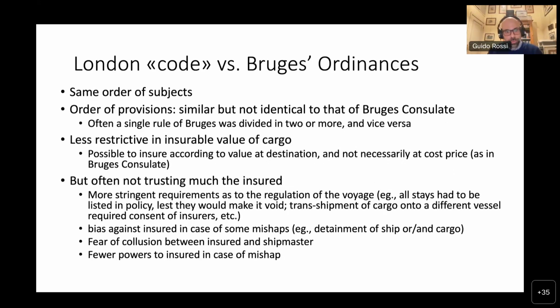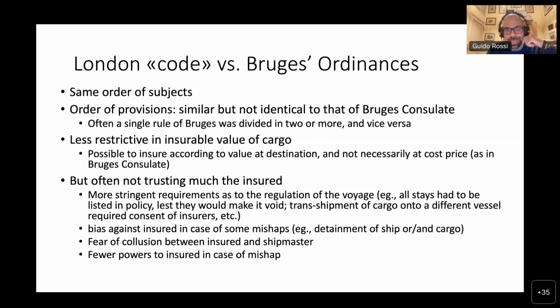Now, trying to conclude, if we look carefully at the London compilation, we find, yes, that in many things it's fairly similar to the Spanish ordinances, but in truth, on a general level, all early modern compilations are fairly similar in terms of general rules. But if you look at the substance of its provisions, you find something strange. On the one hand, for some provisions, London is less restrictive. It gives more freedom to the insured.